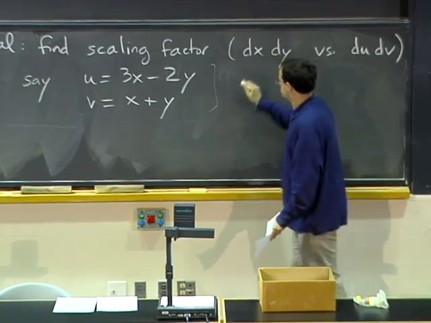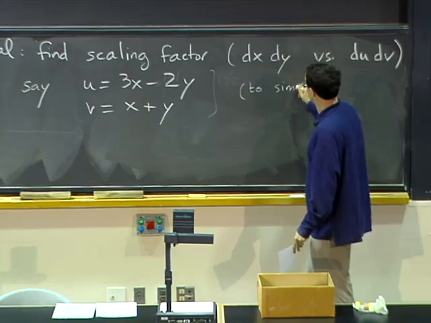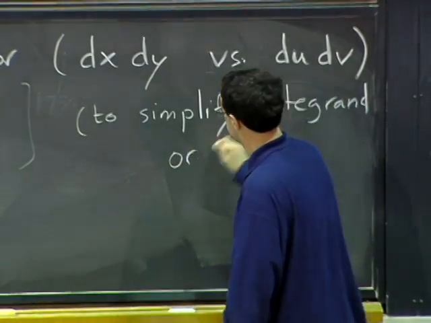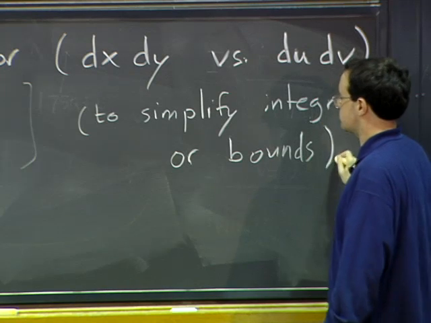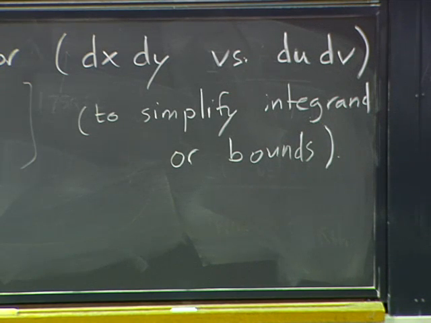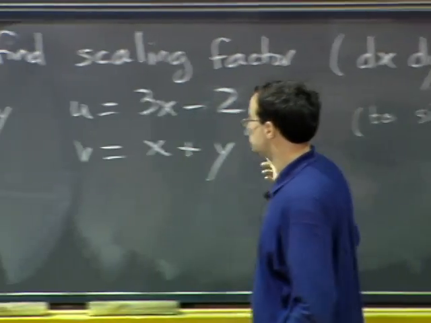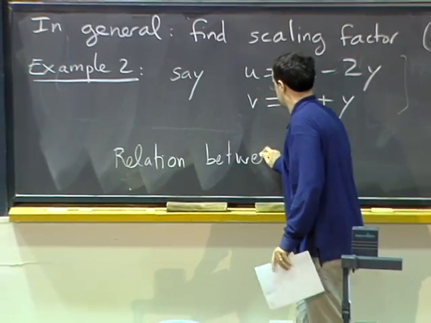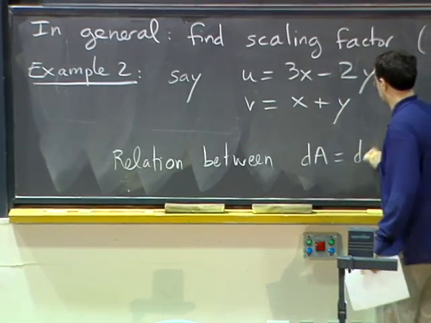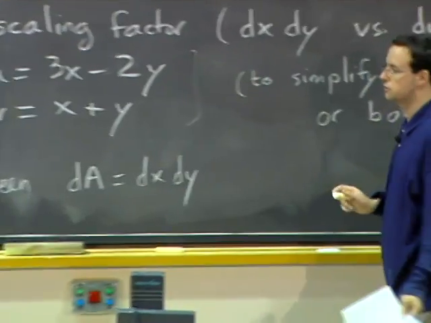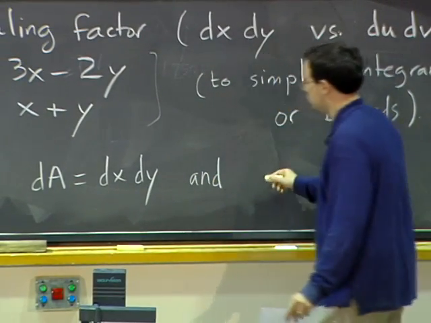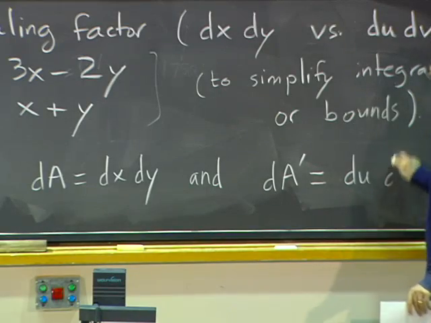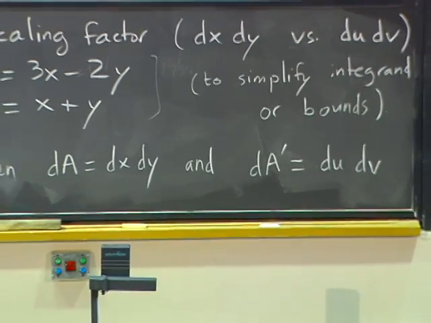Anyway, whatever the reason might be, typically it would be to simplify the integrand or the bounds. Well, how do we convert dx dy to du dv? So we want to understand what's the relation between, let's call dA the area element in xy coordinates. So dA is dx dy, or maybe dy dx, depending on the order. And the area element in uv coordinates, let me call that dA prime, just to make it look different. So that would just be du dv or dv du, depending on which order I will want to set it up in.